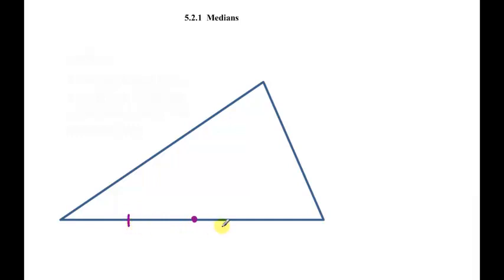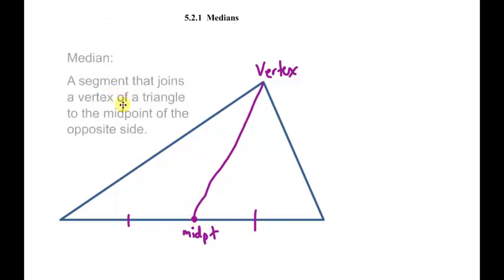Go ahead and mark that with the tick marks. And rather than drawing the perpendicular bisector, the one that goes at a right angle to it, we're just going to take that midpoint and connect it to the vertex that is directly opposite it. So this is going to be a segment that runs through the triangle, connecting the vertex to that midpoint on the opposite side, and that is what we call a median. So this segment that joins the vertex of the triangle to the midpoint of the opposite side is a median.